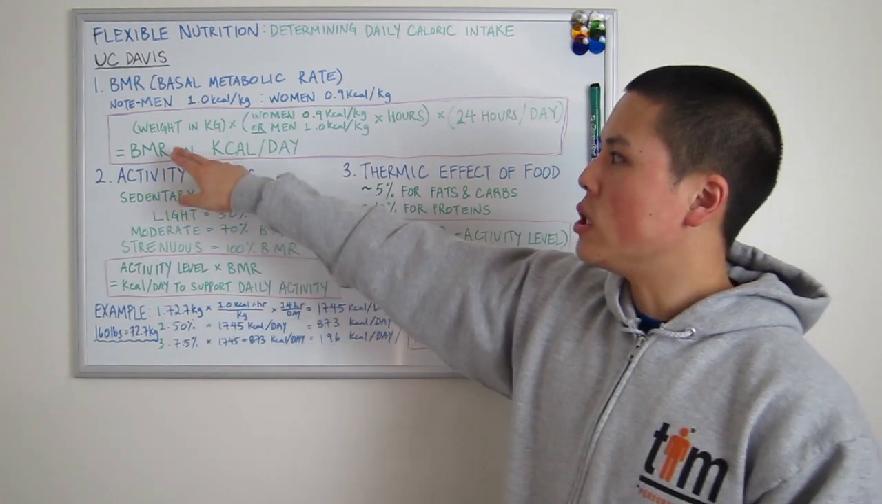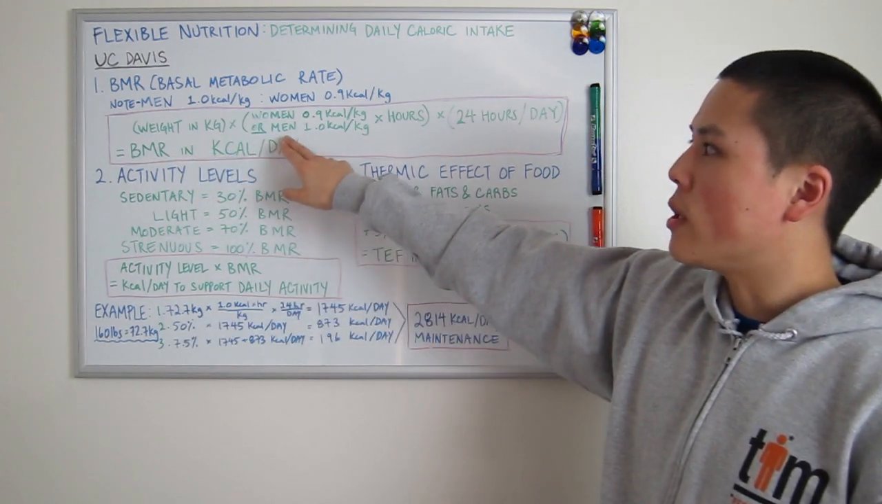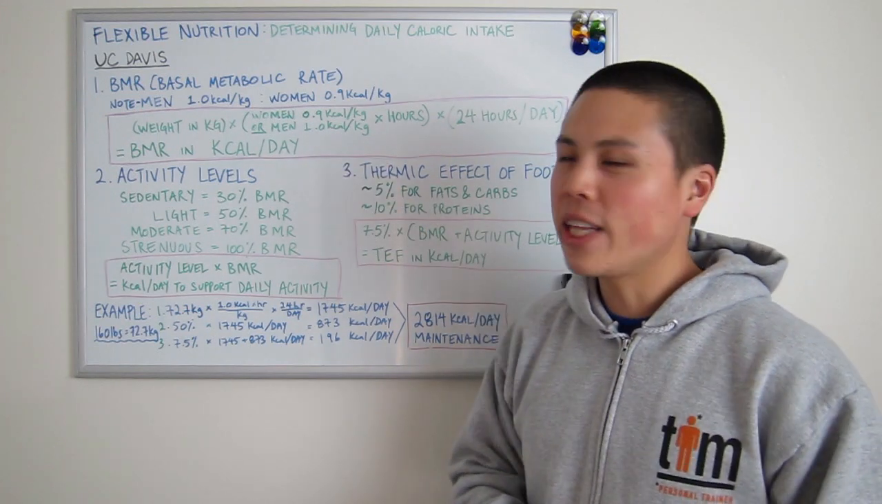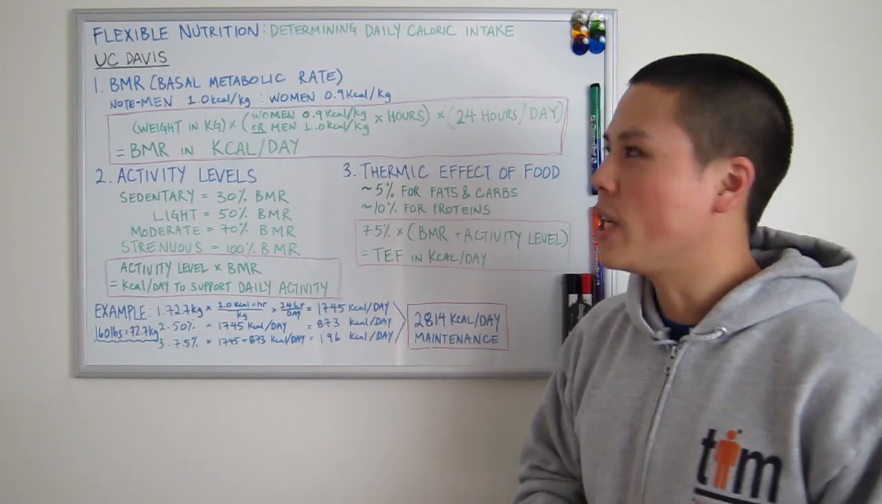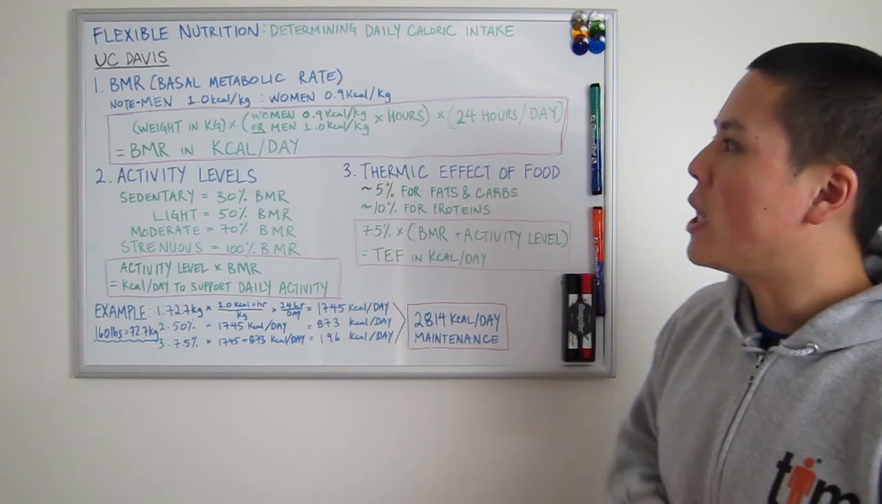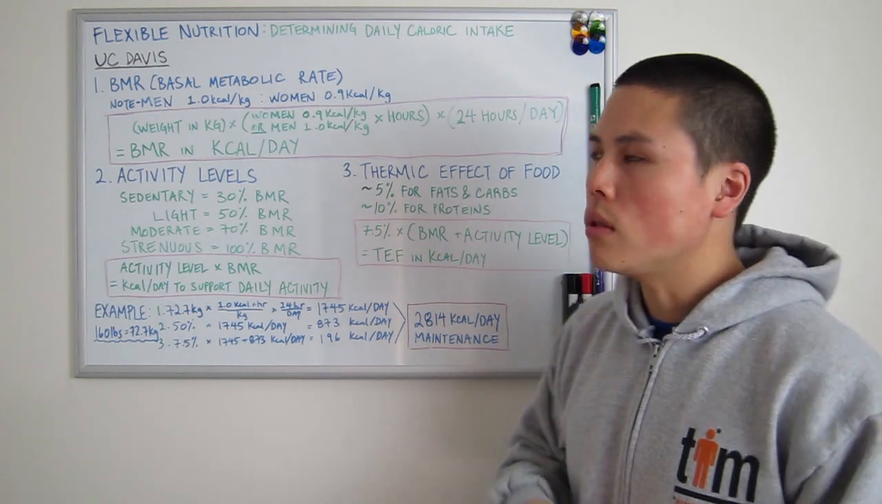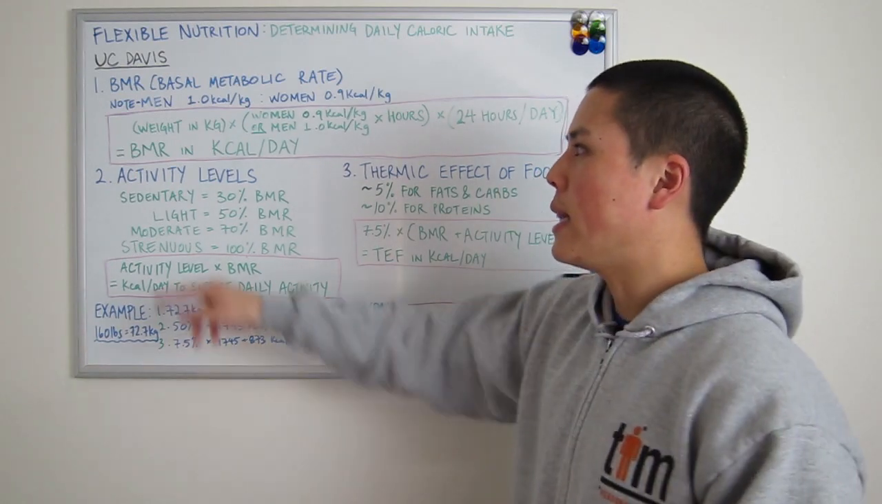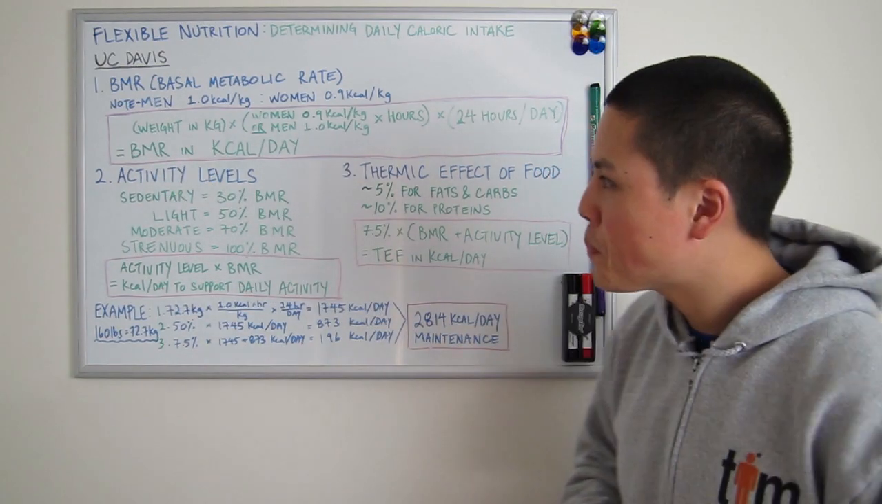So what you want to do is take your weight in kilos. Determine if you're a man or a woman. Men, 1 calorie per kilogram, women, 0.9 calories per kilogram, and then you multiply that by 24 hours in the day. This is how many calories you'll be burning in a day not doing anything, and that's your BMR in calories per day.